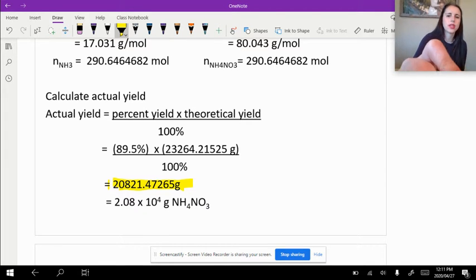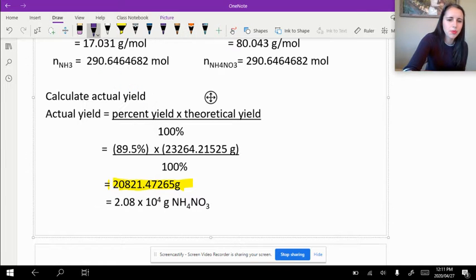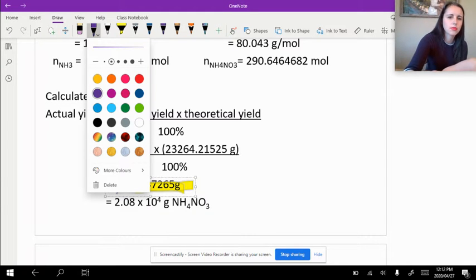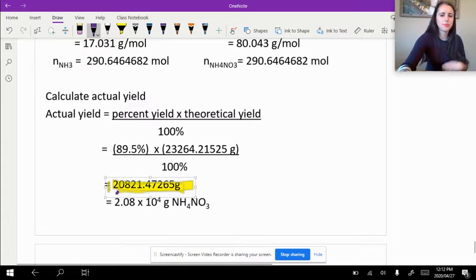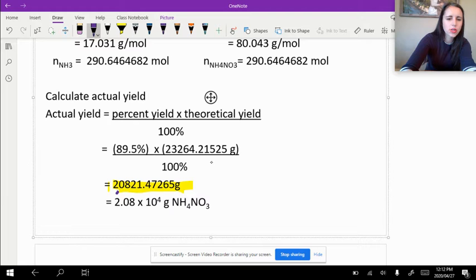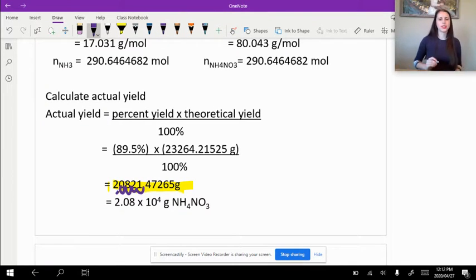To use scientific notation, remember, I want to end up with my decimal point here between my first and my second value. In order to do that, I'm moving 1, 2, 3, 4 different times. So my total value is going to end up as 2.08 times 10 to the 4. That 10 to the 4 is because my decimal had to move 4 times. Grams of ammonium nitrate.